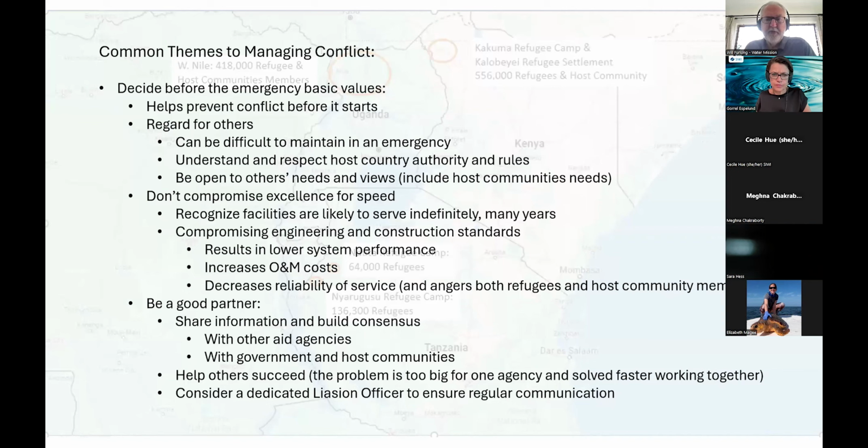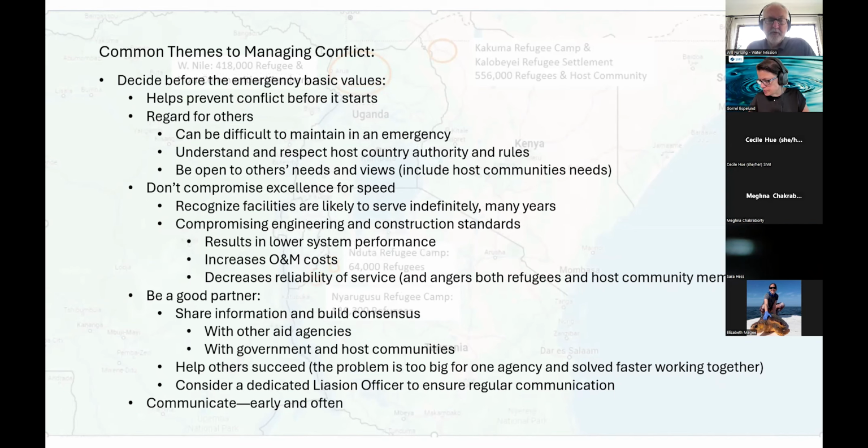Another common value has to do with a commitment to be a good partner. This is realized through building consensus before the work starts, treating other organizations as you would want to be treated, and then having a sincere commitment to help them succeed whenever it's possible to do so. We found it very helpful in our communication and working with other organizations to hire a dedicated liaison officer to represent Water Mission at WASH cluster, head of agencies, host communities, and other meetings. And the result is that communication increases on both sides while operations move forward effectively. Been a tremendous assistance to us.